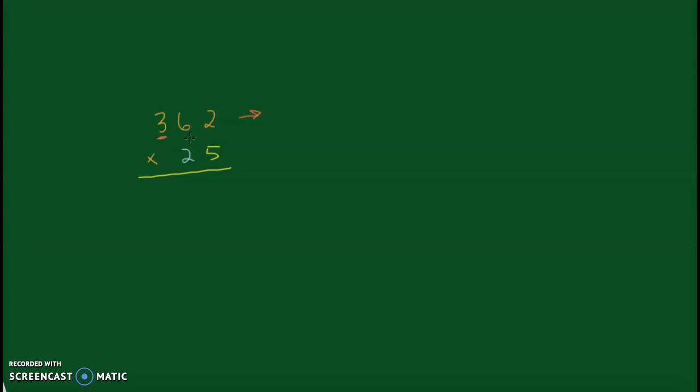For the top number, we're going to round to the hundreds place. And from the hundreds place, we look one place to the right. That's a 6. 6 is higher than 5, so the 3 rounds up. So 362 is going to round to 400.